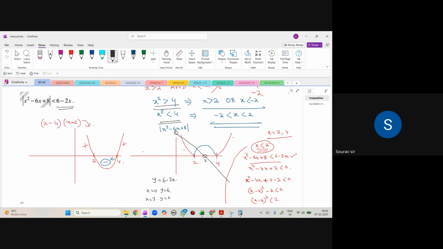And what is the condition? That the left-hand side graph should be less than the right-hand side graph. Right? So these are the 2 points where the left-hand side graph is less than the right-hand side. So this is the graphical interpretation of this. Okay.